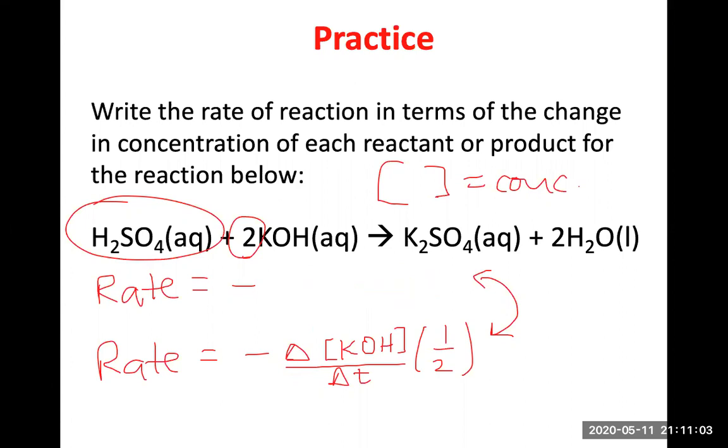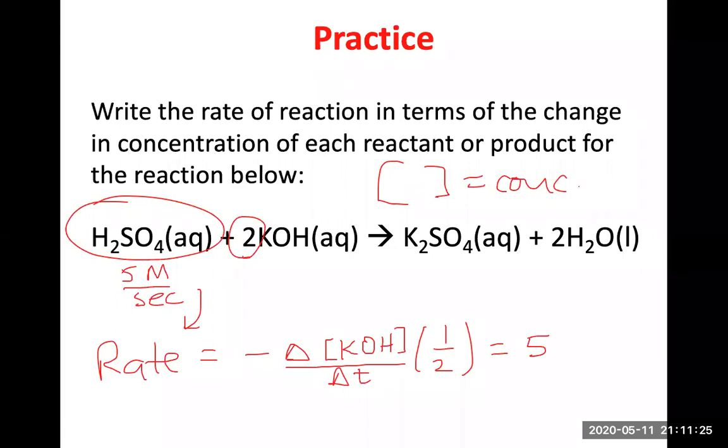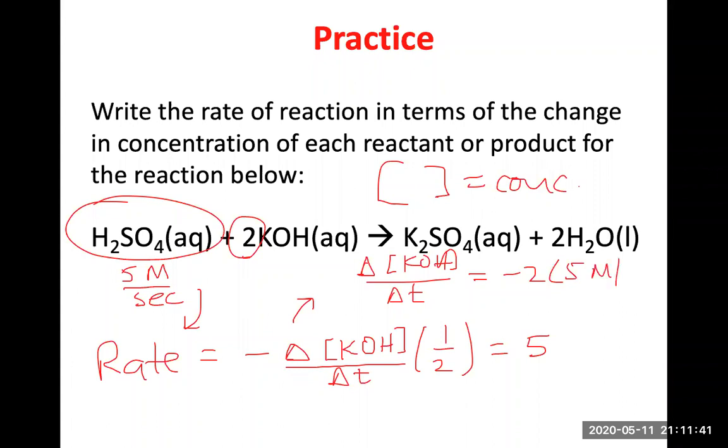let me go ahead and just get rid of this, get a little bit more space. Let me show you how that would work. If this was 5, we'll just say 5 molar per second. Let's make it a really fast, crazy chemical reaction. If that's the rate of disappearance of this one, if this is equal to 5, then I think you're going to see that the delta KOH over delta T is going to equal -2 times 5 molarity per second.